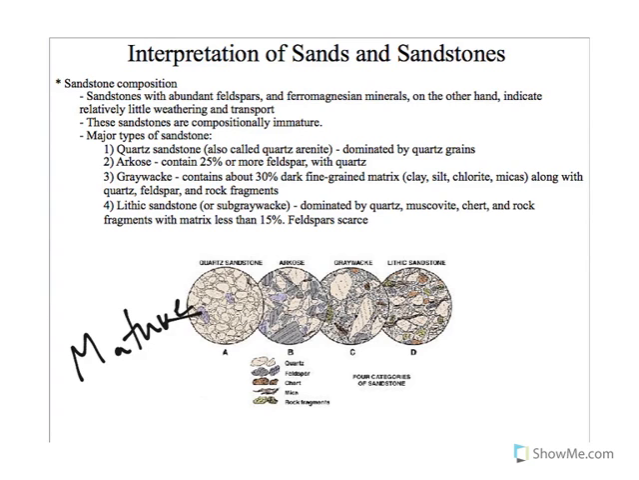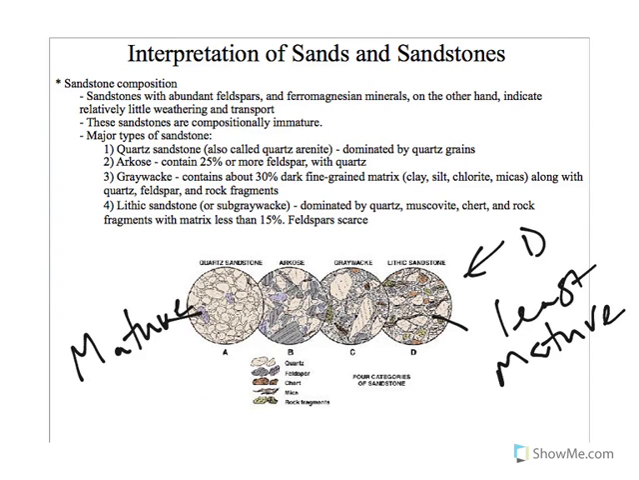Now, our lithic sandstone is the least mature because it has lots of other things in there as well. In here we see lots of quartz, muscovite, chert, rock fragments, all different kinds of stuff. This is what we see in our deltas. So this is delta rock. This is what Louisiana is made up of. So we can go from most mature to least mature, and it's really just looking at that quartz component. The more quartz there is, the more mature it is.